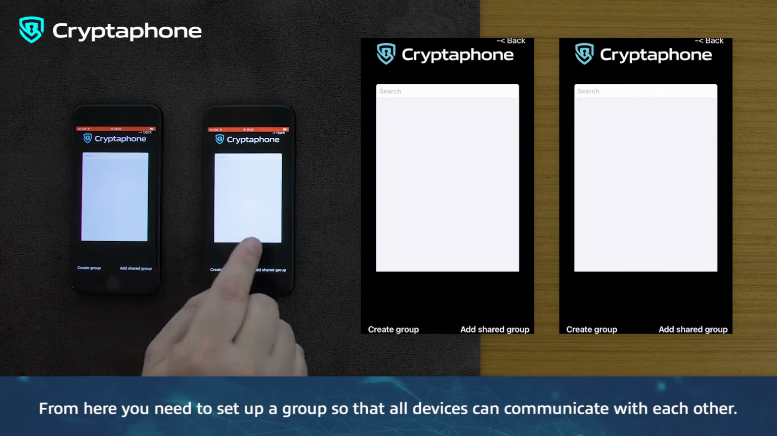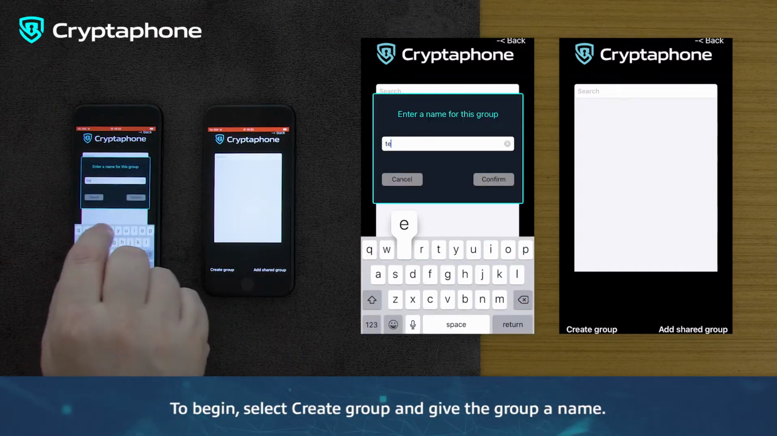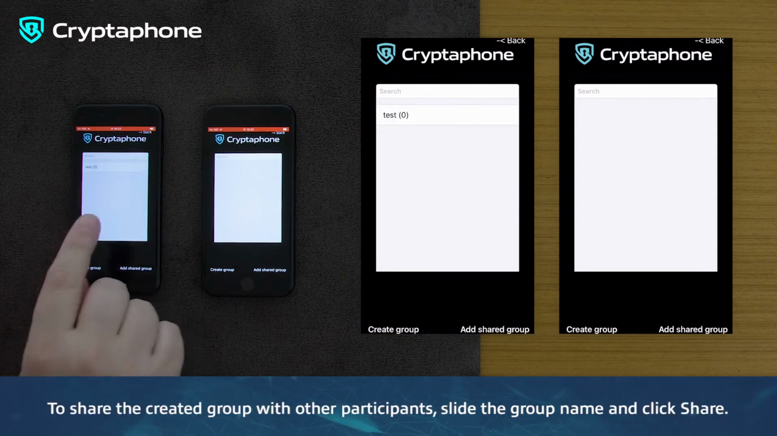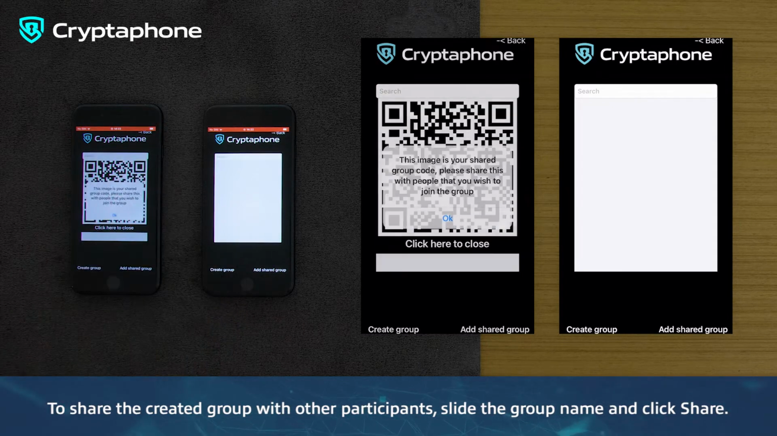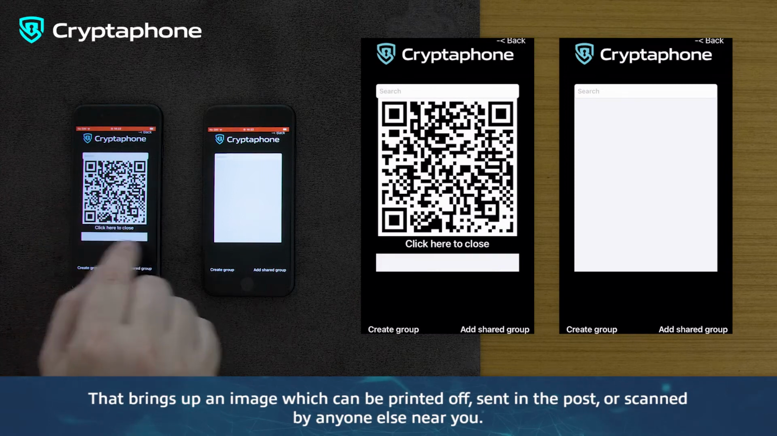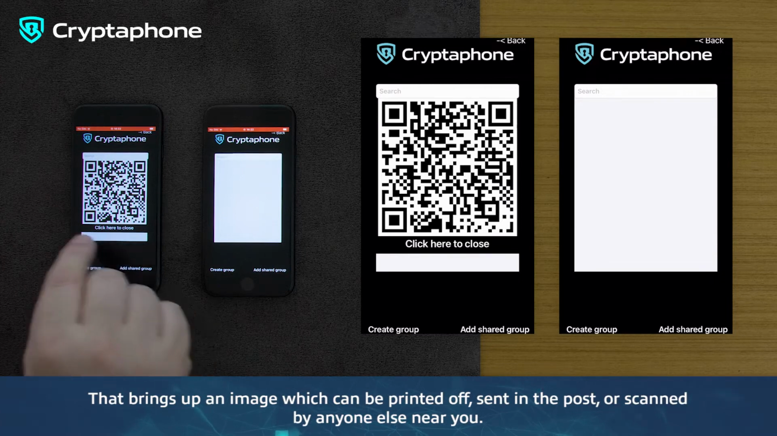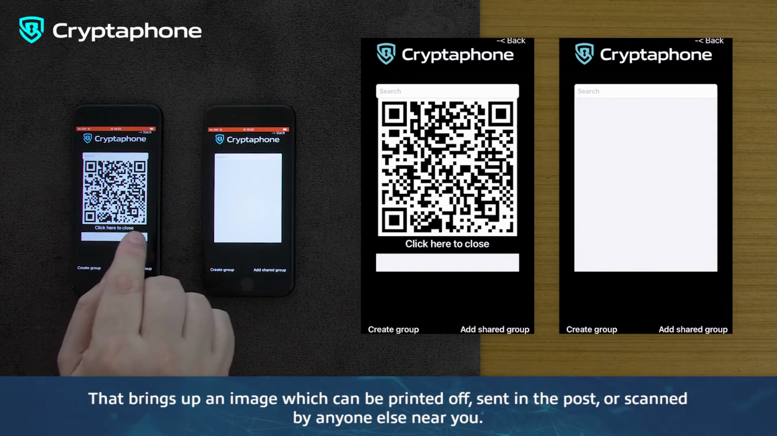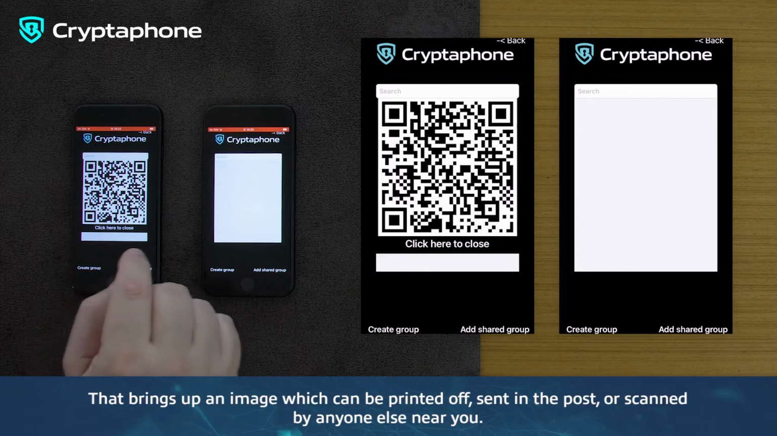From here, you need to set up a group that these 2 devices or multiple devices can talk through. So we're going to create a group here, we're going to call it test. And you'll see here we've got a group called test. Now we need to share this to other participants. And to do that, you just slide it to the right and press the share button. This brings up an image. That image can be printed out, can be sent in the post, can be scanned by anybody near you. This is not private. So it doesn't matter if other people get access to this, it won't enable them to see your conversations. It is just a reference to the group chat between all the parties.